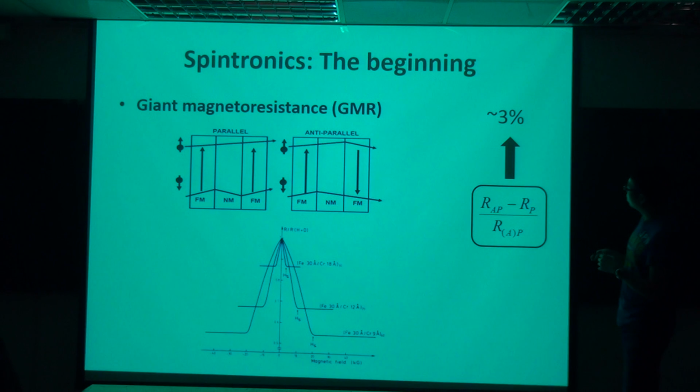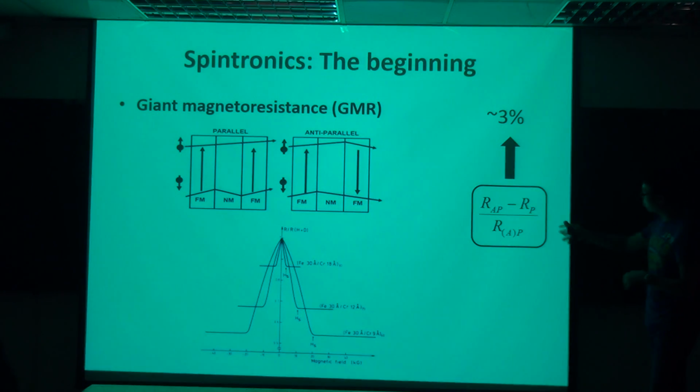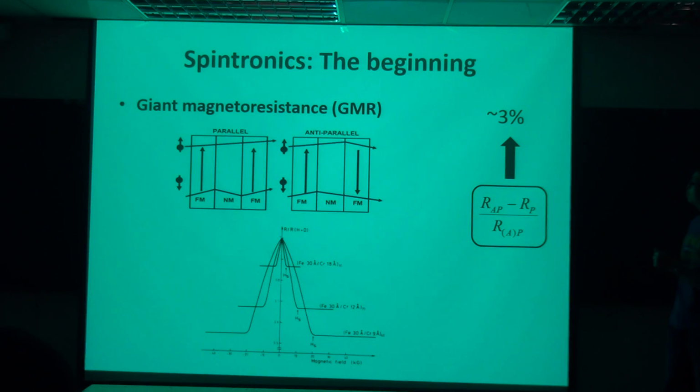And typically, if you define an MR ratio like this, using the difference between the antiparallel state resistance and parallel state resistance, divided by either the parallel state resistance or the AP resistance, you'll get about a few percent at most. 1 or 2 or 3, depending on your choice of materials and the temperature you measure the sample at.